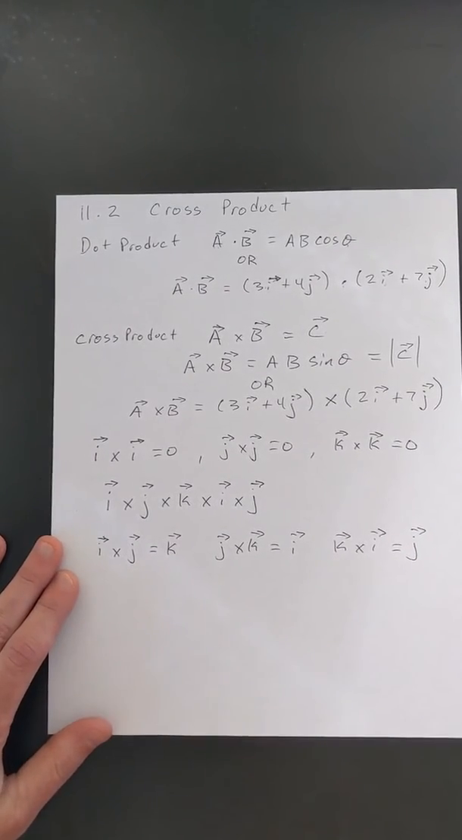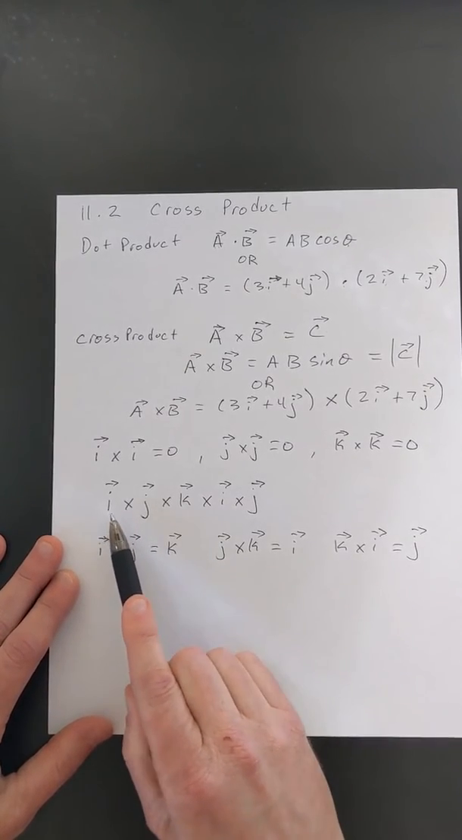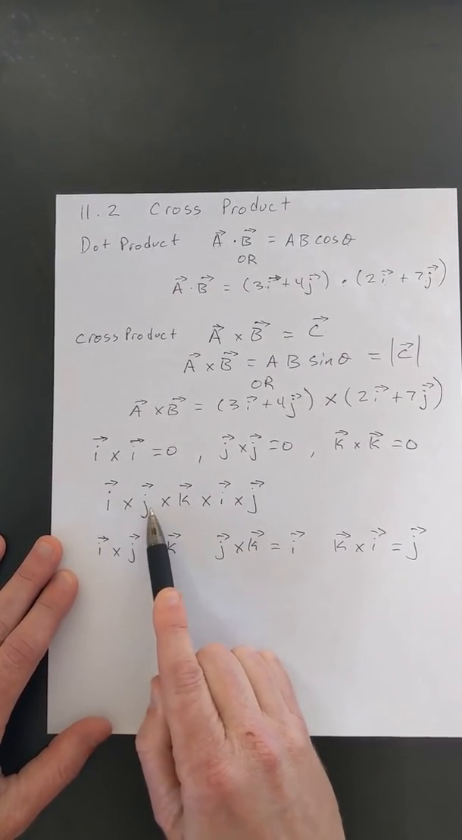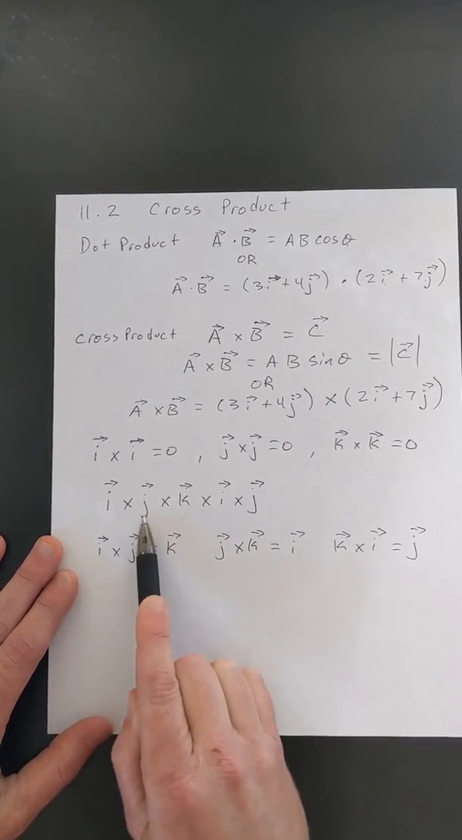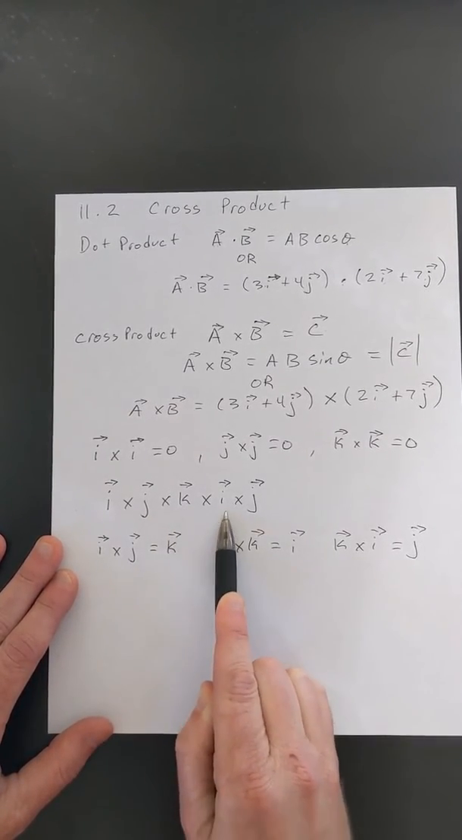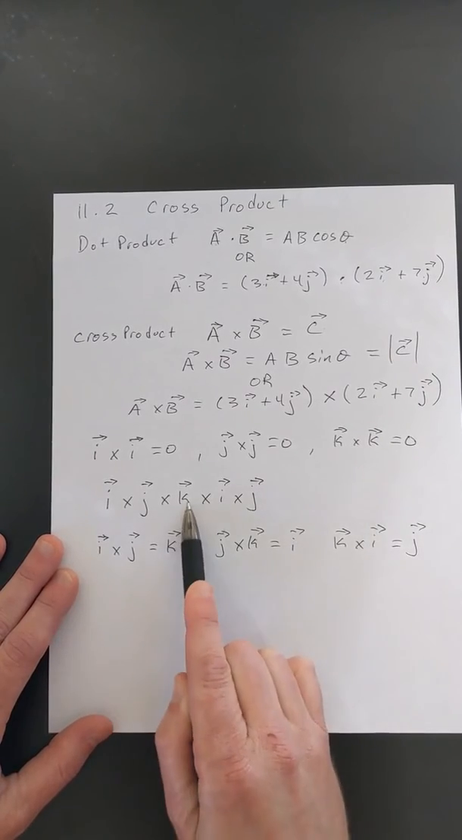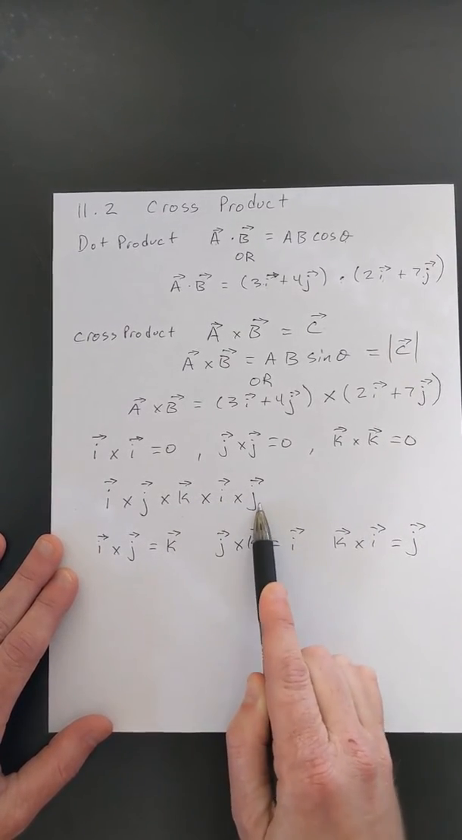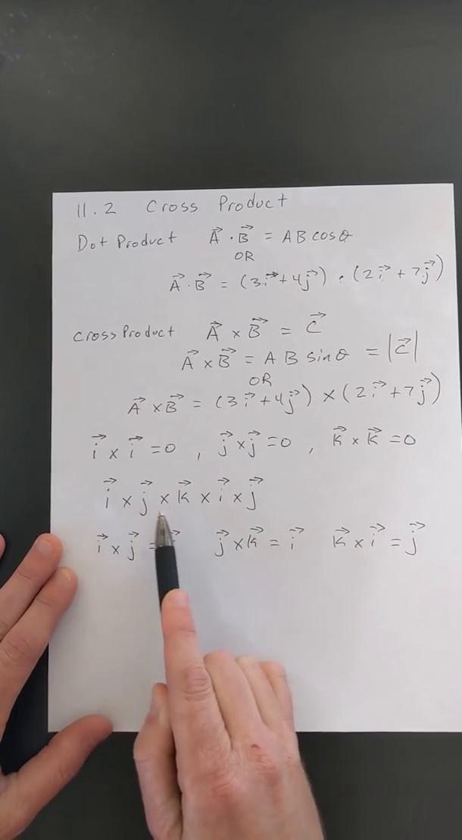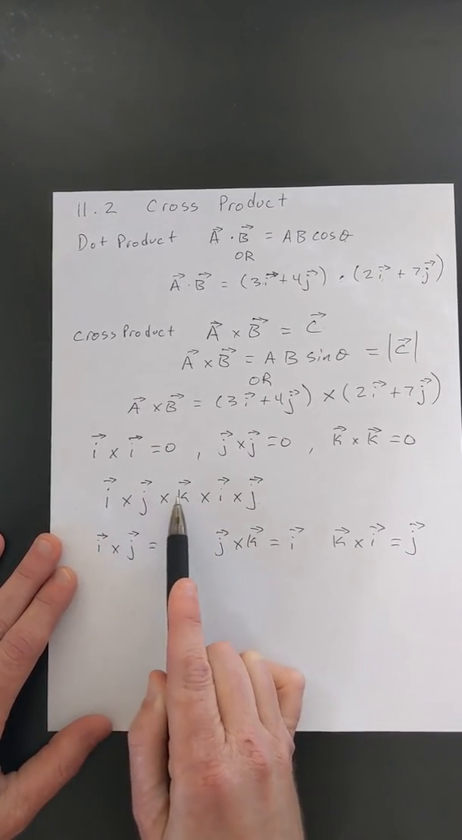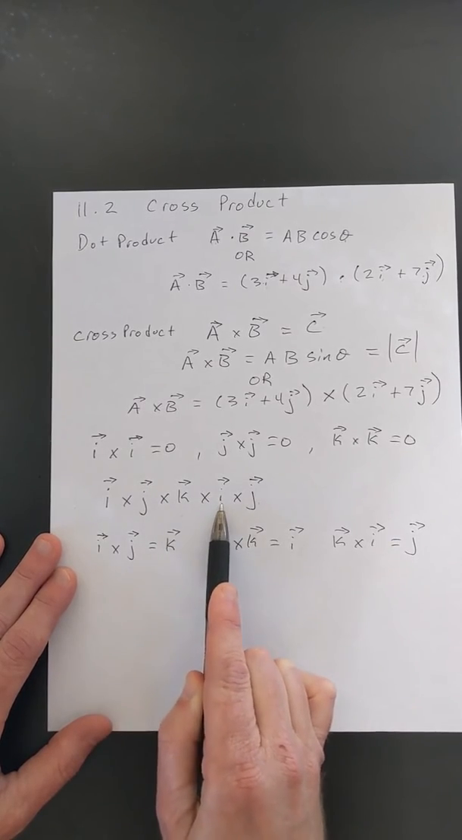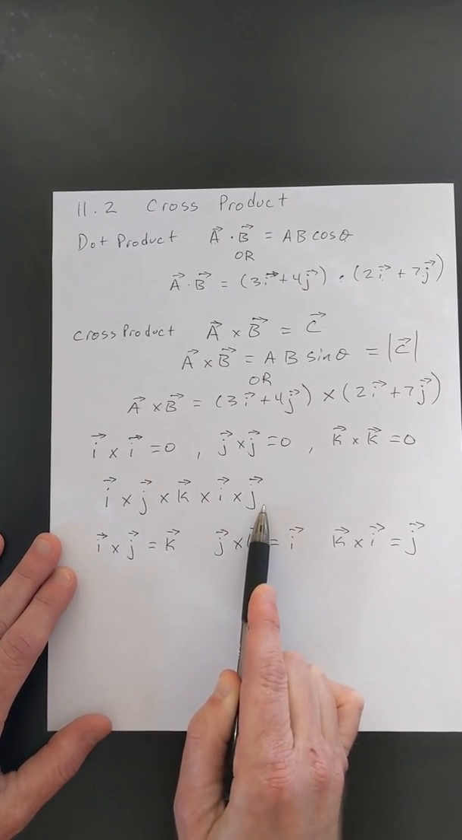And what Johnny Yomtubian came up with is he said, hey, look, i cross j is k. j cross k is i. k cross i is j. So if you just remember i, j, k, i, j, you can just write it on your paper and go, okay, i cross j is k. j cross k is i. k cross i is j.